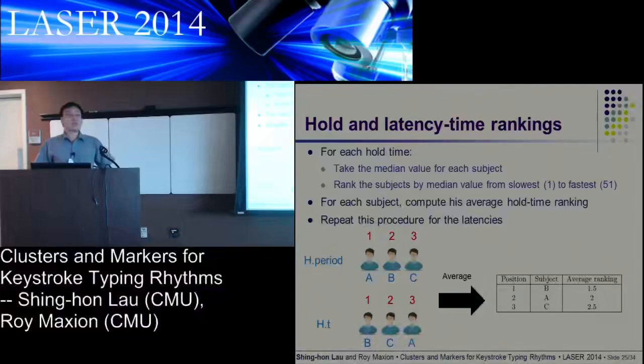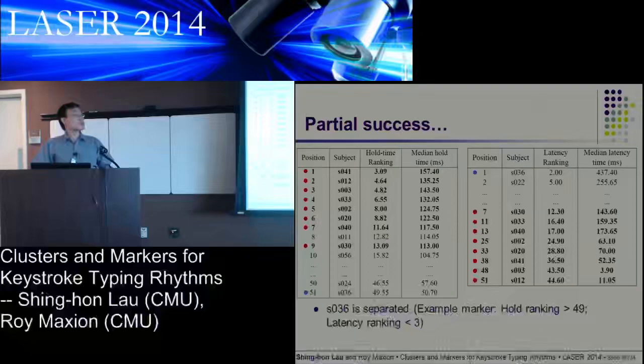Then all I have to do is take the average, and I can see that subject B is in position 1 with an average ranking of 1.5. Then it's A with ranking 2, and then C with ranking 2.5. So if we apply this to the clusters that we identified, we get partial success.